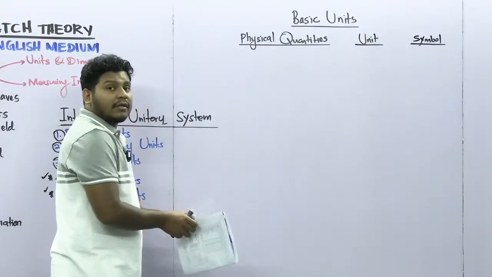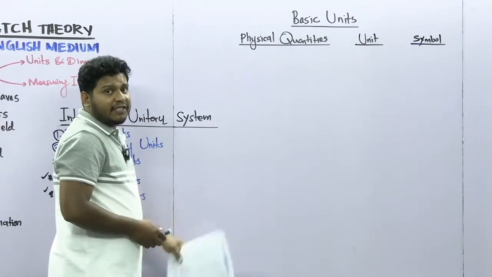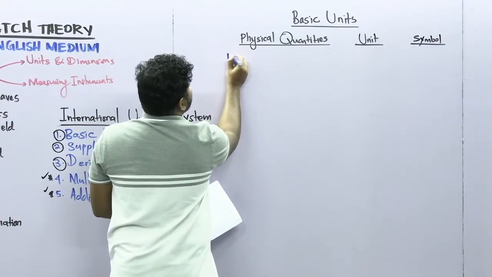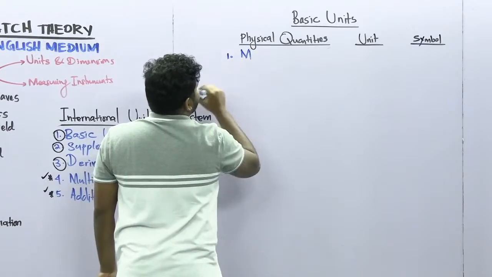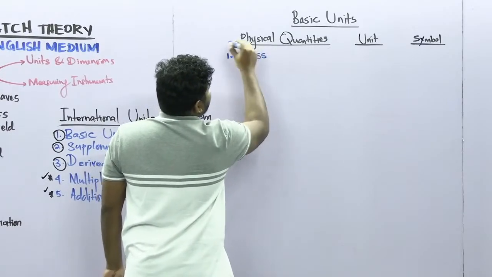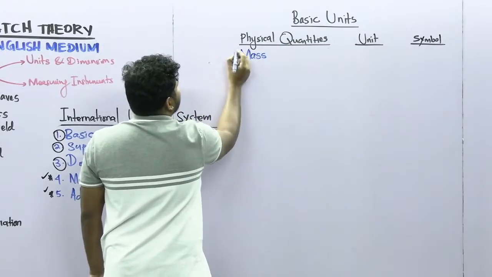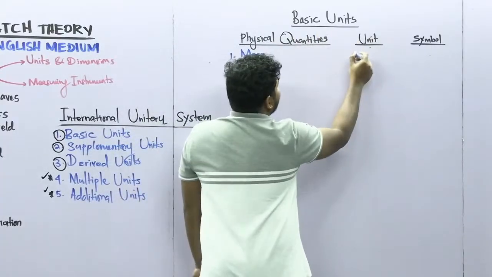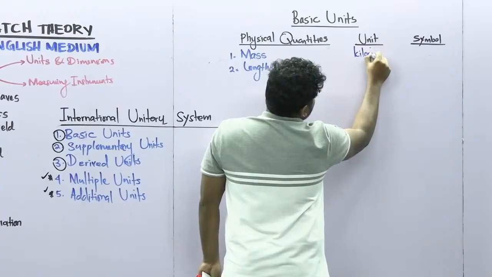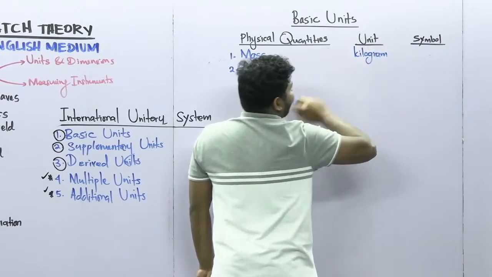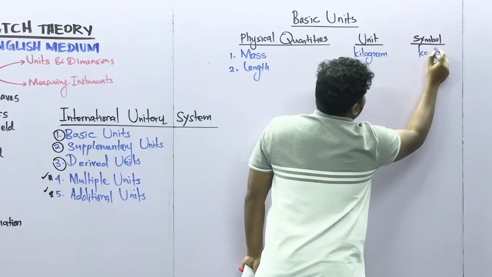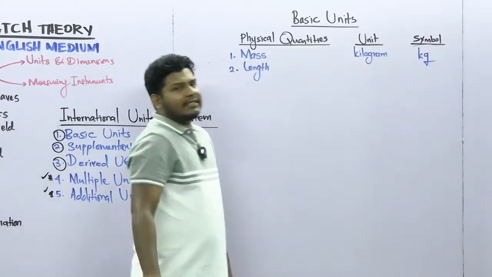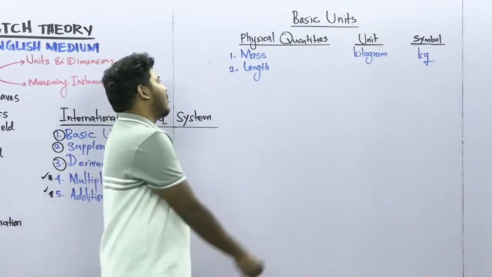The first physical quantity, the first basic unit here is mass. What is the SI unit for mass? The unit here is kilogram. What is the symbol for the kilogram? The symbol for the kilogram here is small k and small g.